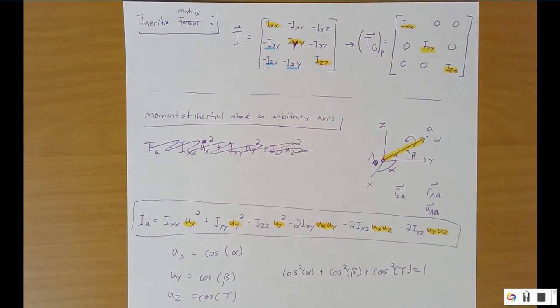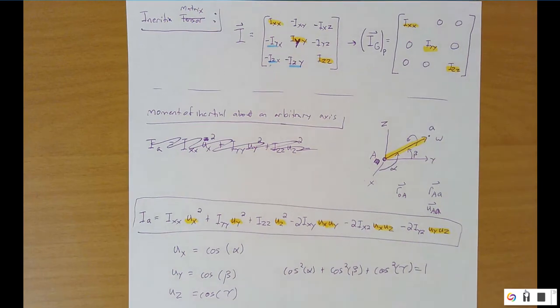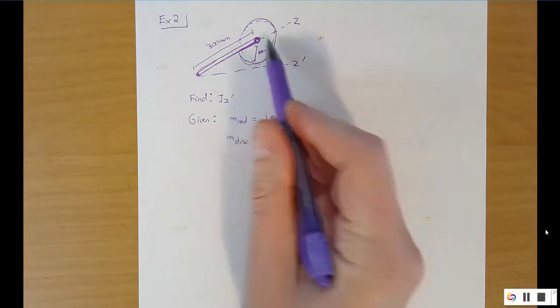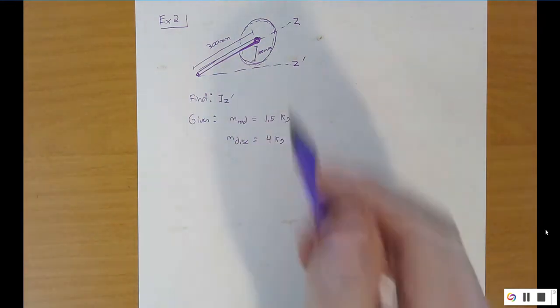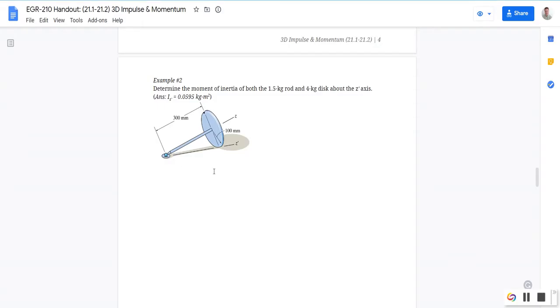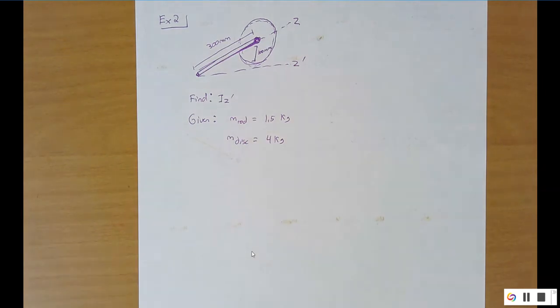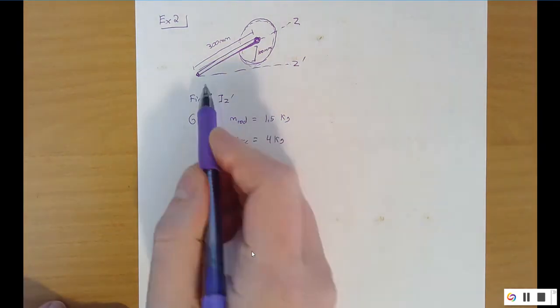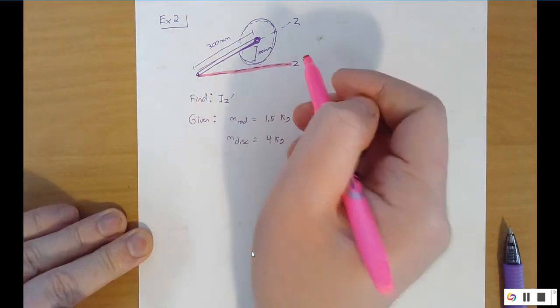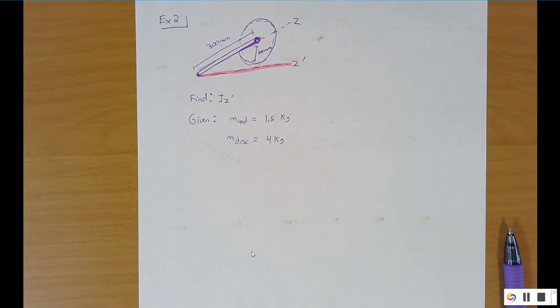Alright, so let's apply this to example 2. Alright, so we have this, this looks familiar. It's one of those cones that rolls around a fixed point. It's not a great drawing, but hopefully, if you want to see the actual drawing, you can go back. Looks like that. So we want to find I about this z prime axis. So about this axis that we know is going to be the axis of rotation for this thing. We did that in the previous sections.